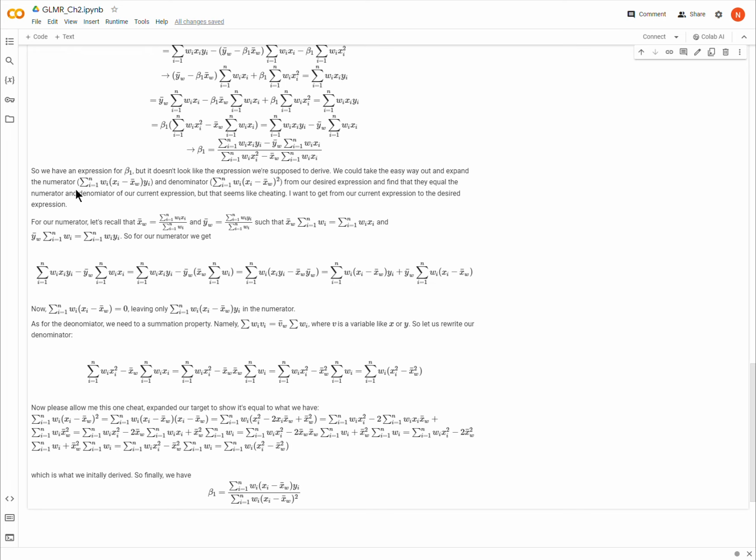Well, that is the numerator that we're looking for. So what we've shown here is that the numerator for the expression that we derived for beta 1, which is given by here, is actually equal to the target expression.